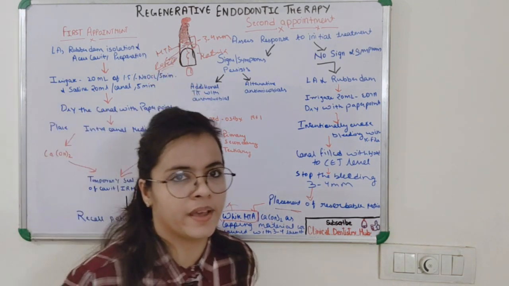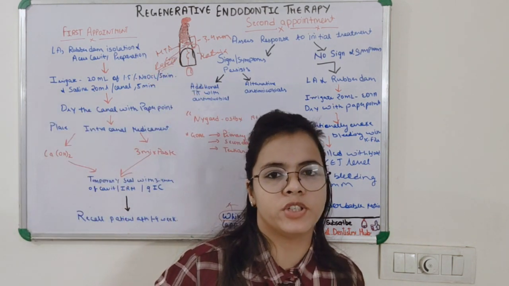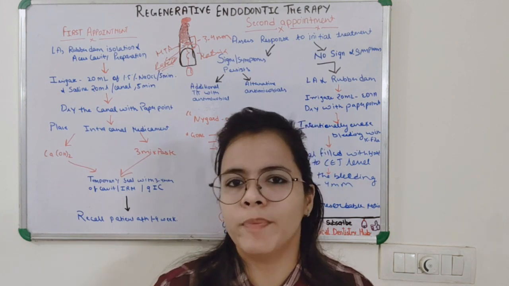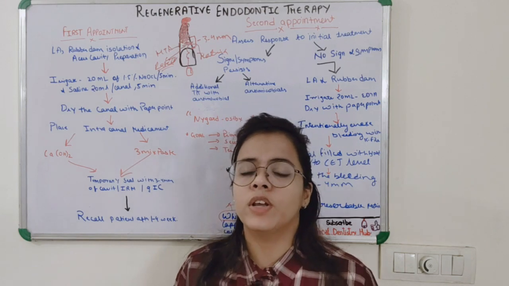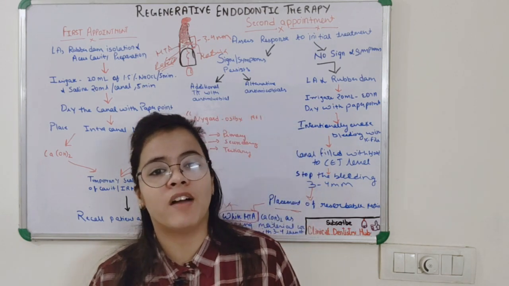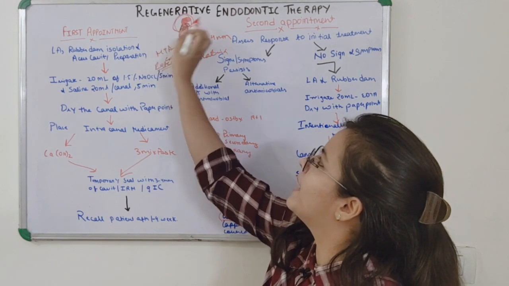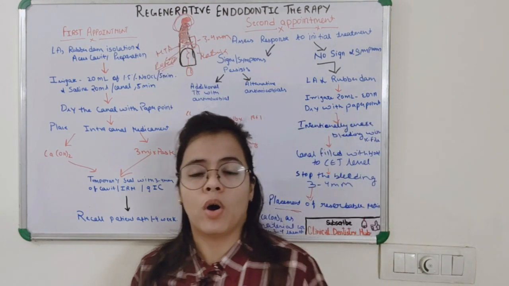Restorative material over here. Now after you have done this procedure, one thing you have to keep in mind is the follow-up of these cases. You have to recall the patient after 6 months and see whether the periapical radiolucency over here has been reduced or not.